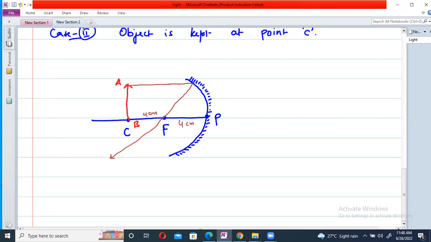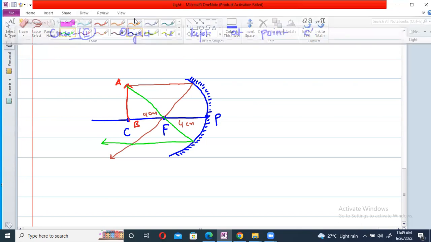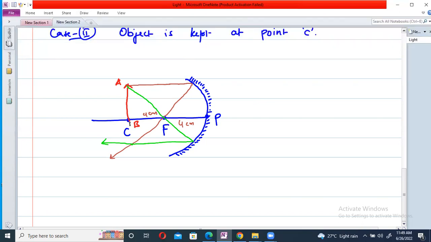What is the other one? Another ray I am going to produce from A. Let us say it is a ray coming from here, coming in this way. Now it is passing through the focus and incident on the mirror. And now it is going to meet at this point. Where the reflected rays meet, at that point only it will form the image. So the image was formed here. This point is called A dash, and this point is called B dash.